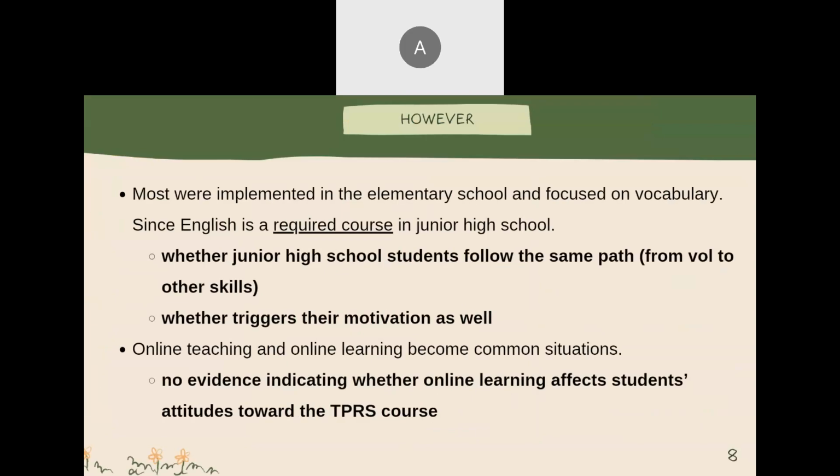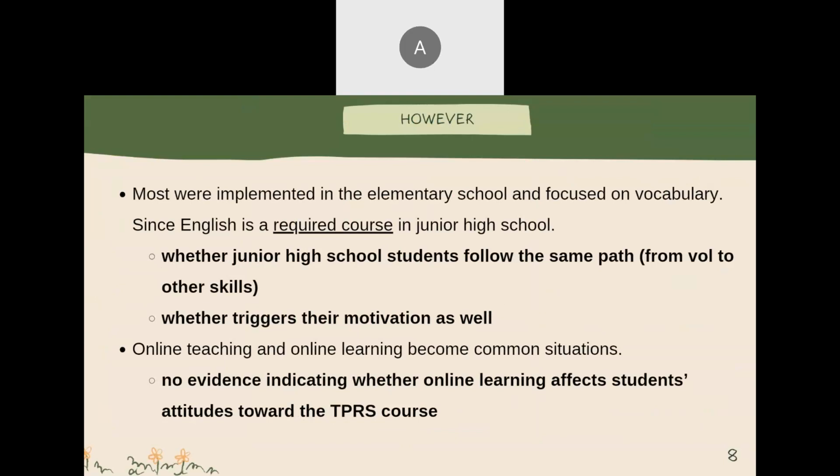And now I want to move on to the niches I found. The first one is that most of these kinds of courses were implemented in elementary school, and most of them focus on vocabulary acquisition. I just wonder if junior high school students will still follow the same path, that is, they first acquire vocabulary, and later gain more skills from this TPRS course. And also, I wonder whether this kind of course can trigger their motivation, because TPRS might be a little bit childish, since it's just talking about a short story and asking a lot of questions. That is the first niche I want to know.